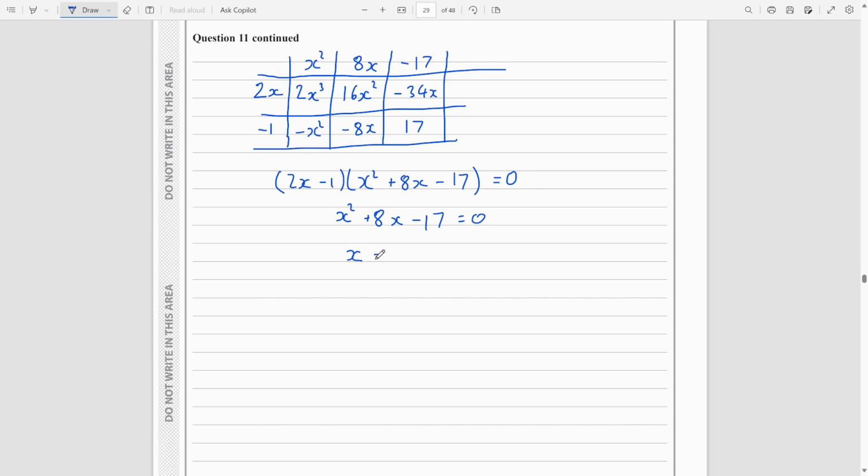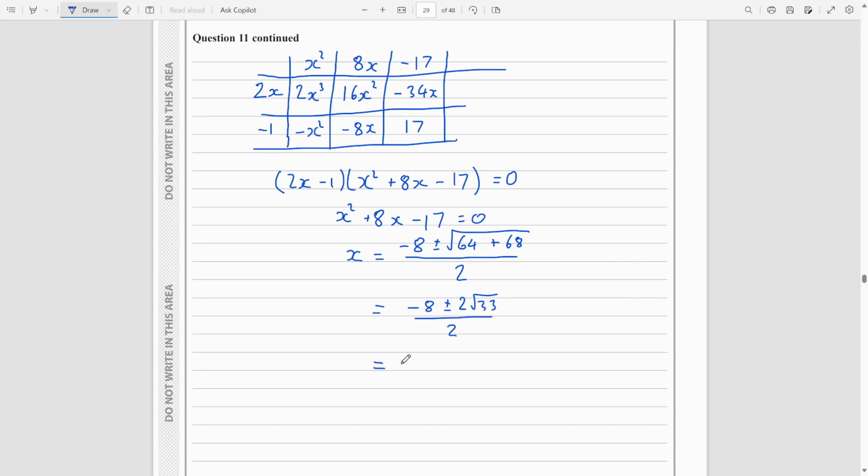Using the quadratic formula, it's negative b plus or minus the square root of b squared, which is 64, minus 4 times 1 times negative 17, so that's plus 68, all over 2a, so that's all over 2. Neaten this up, I think I can use my calculator to help me do this. The square root of 64 plus 68 is 2 root 33. So minus 8 plus or minus 2 root 33 all over 2.